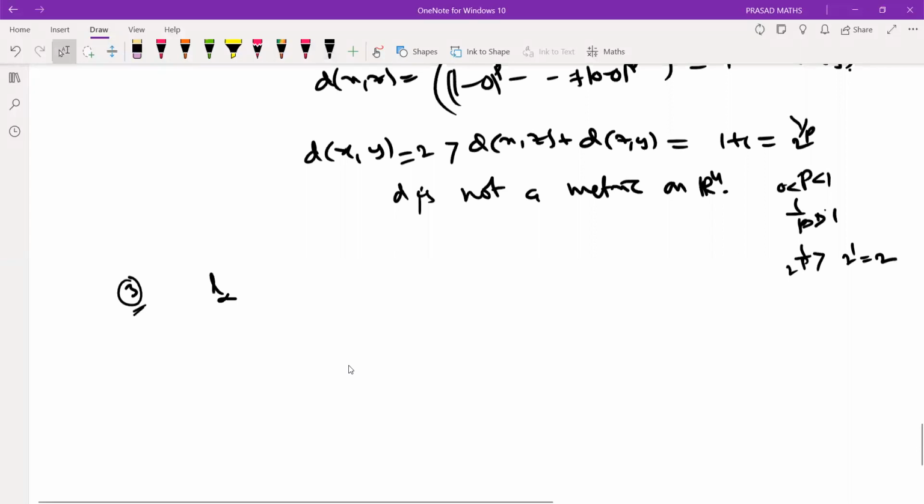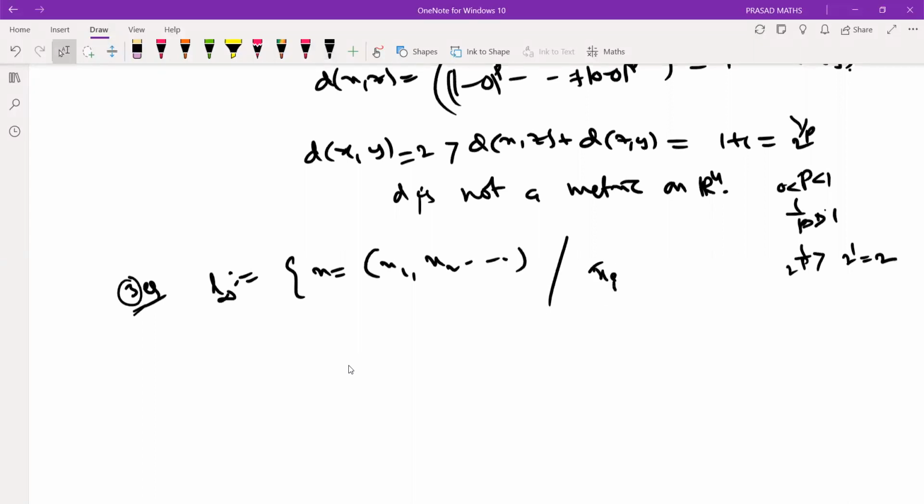L infinity. L infinity means the space of all bounded sequences. Proof as it is, meaning it's a bounded sequence.